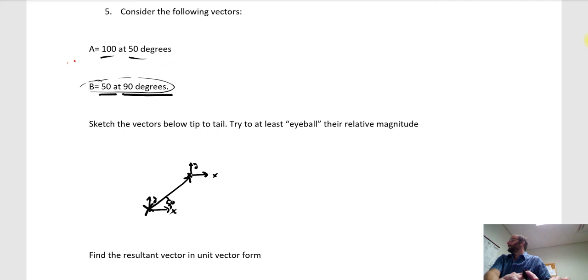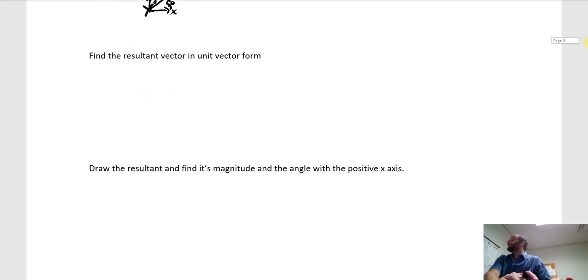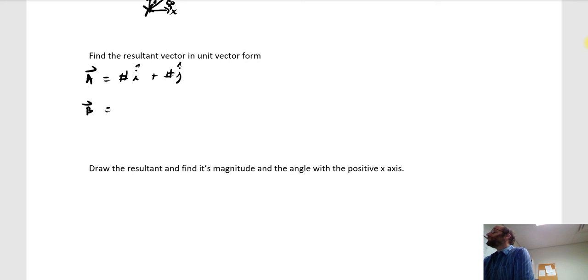Next, where it says find the resultant in unit vector form, take the two vectors, vector A and vector B, and write them in unit vector form. This one's going to look like something I plus something J. This one is basically done for you. Vector B, if it's at 90 degrees, I'll let you think about this. What is the X component? And then it'll be a number in the Y direction. Then just add these by adding components.